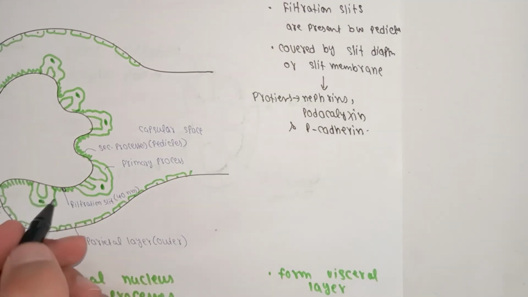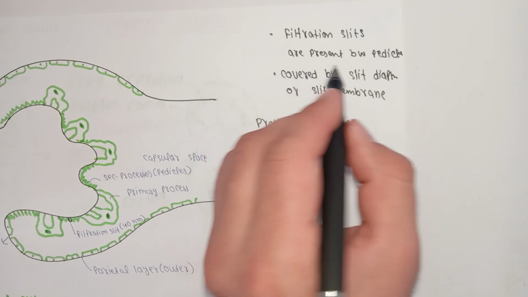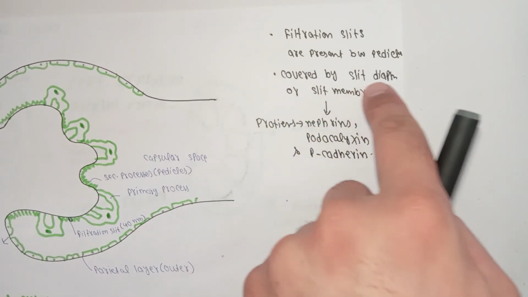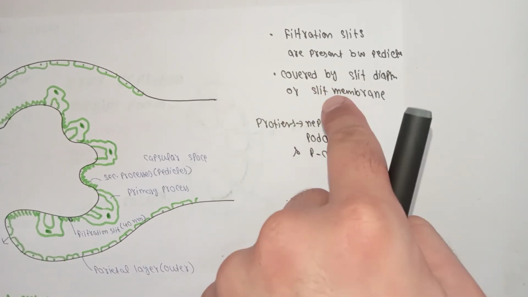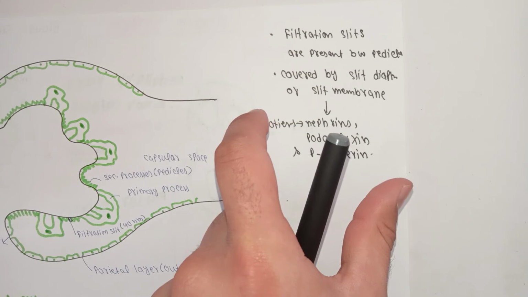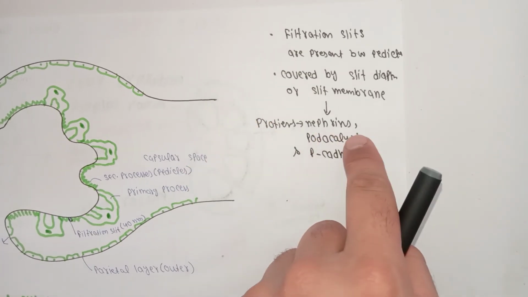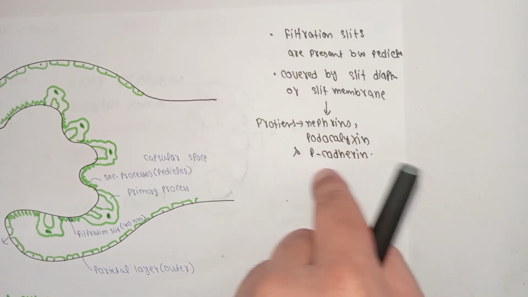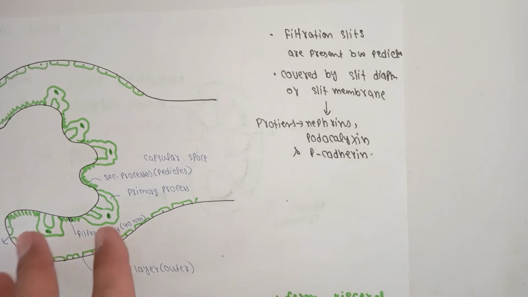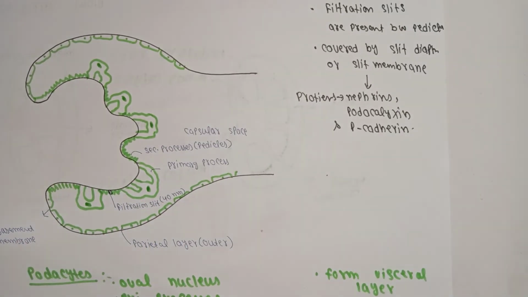So there are gaps which are called filtration slits. Filtration slits are present between pedicels, and they are covered by a slit diaphragm, also called a slit membrane. In this membrane there are important proteins. These proteins include nephrins, podocin, and P-cadherins. So this is all about Bowman capsule. What we discussed, I am going to repeat.